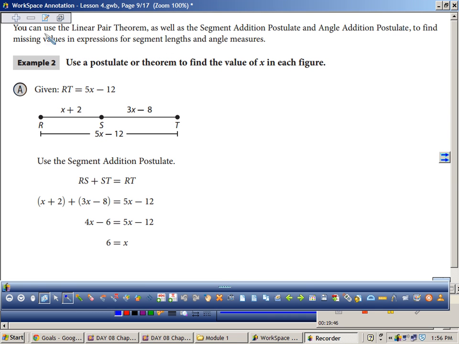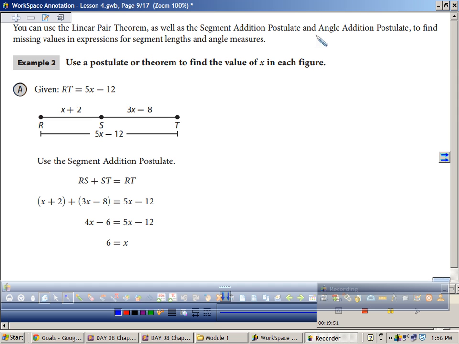You can use the linear pair theorem, as well as the segment addition postulate and angle addition postulate, to find missing values and expressions. Which one do you think we're going to use here? Linear pair theorem, segment addition postulate, or angle addition postulate? We're going to use segment addition because we're talking about a segment.